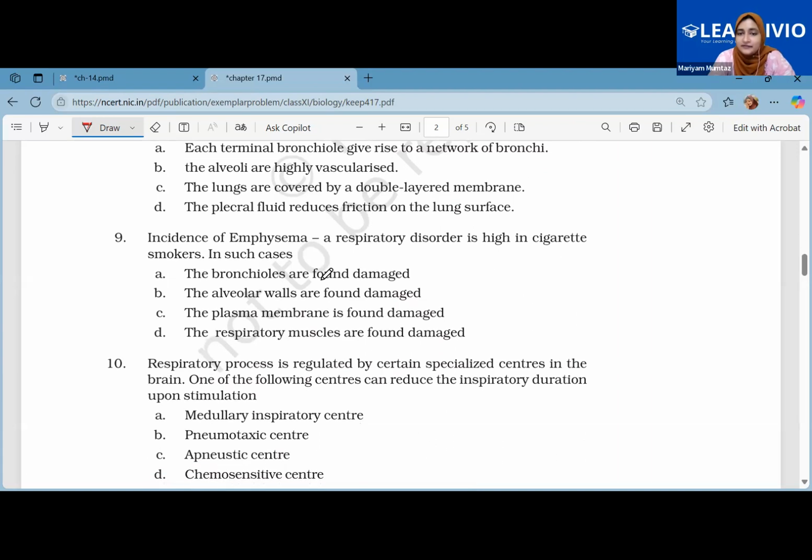Okay. Incidence of emphysema, which is a respiratory disorder, is high in cigarette smokers. In such cases, what happens in emphysema? The walls of the alveoli are damaged.